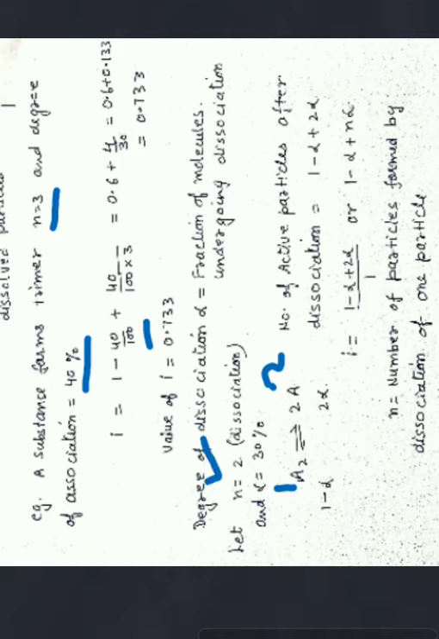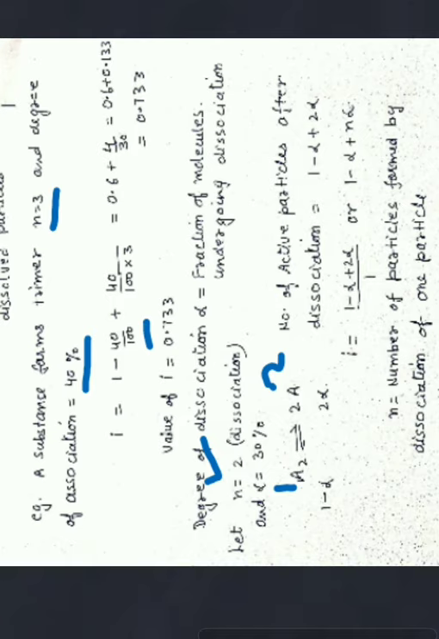This may vary again if there is a substance which gives you more than 2 particles, that will vary the value of n accordingly. Now, the total number of active particles after dissociation, we have taken 1. Alpha were dissociated, so remaining is 1 minus alpha, and 2 alpha is formed after dissociation, so that should be added to the total number. So the total number of particles becomes 1 minus alpha plus 2 alpha.